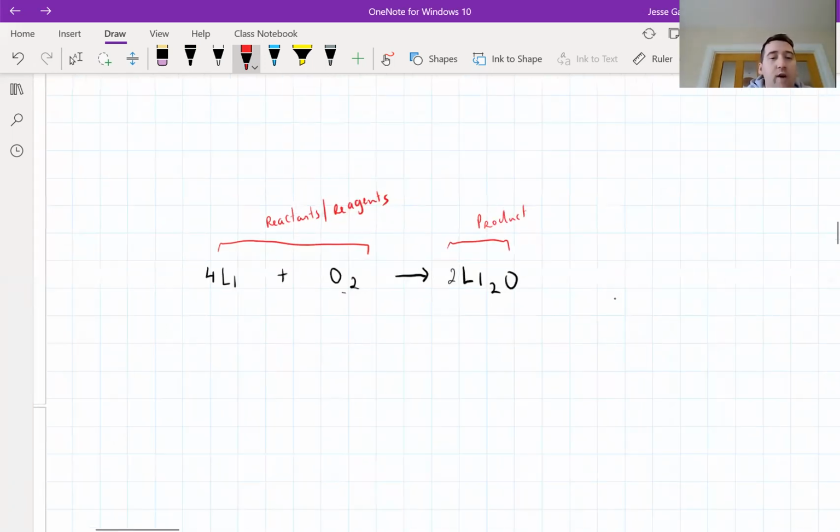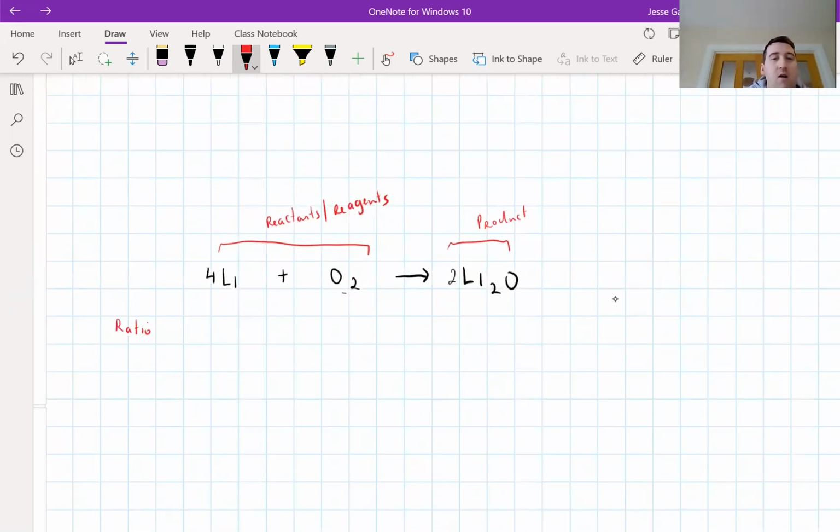Now, our molar ratio tells us, and we can write it down below here just for simplicity's sake, the ratio in which things react. So 4 moles of lithium react with 1 mole of oxygen to give us 2 moles of lithium oxide.